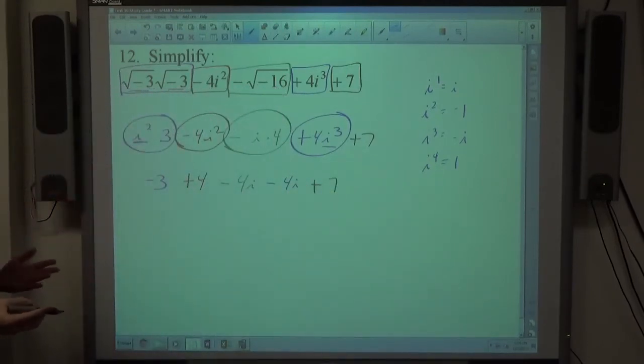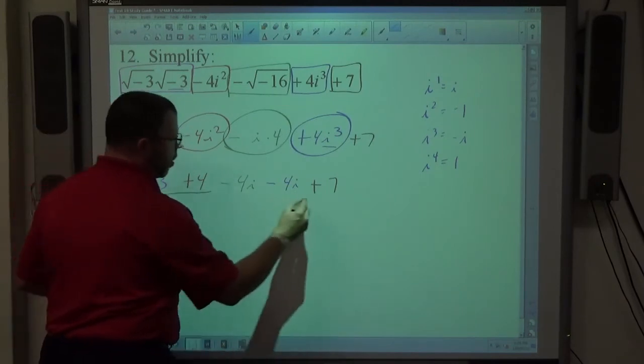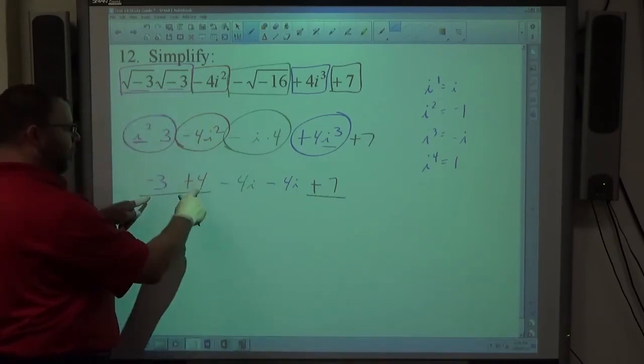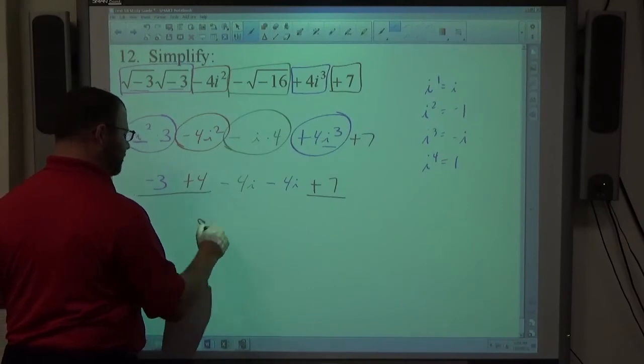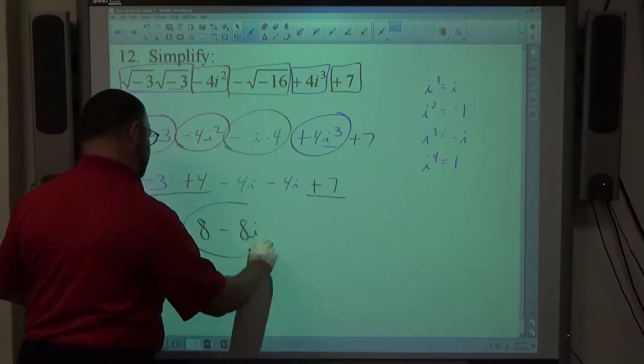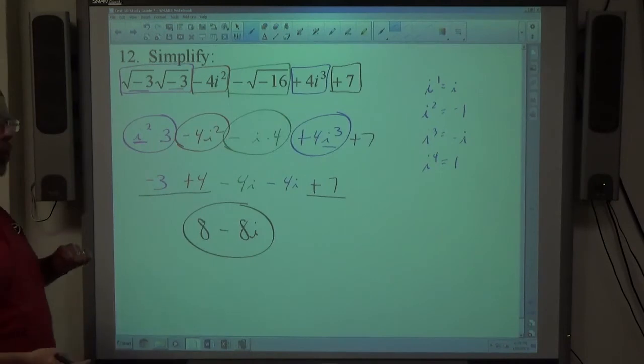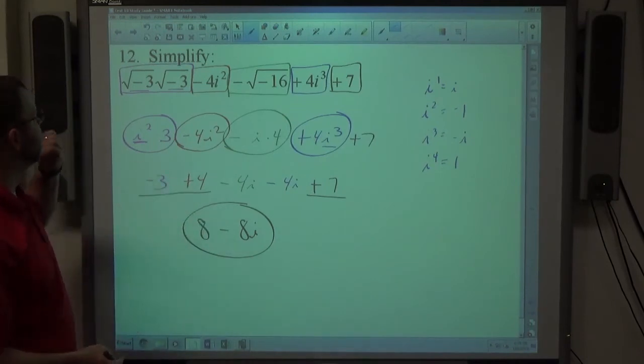What's left to do now? Everything's just a real number or just an imaginary number. All the real numbers: -3 plus 4 is 1, plus 7 is 8. -4i minus 4i is -8i. 8 minus 8i is the answer to that. I would expect it to come out similarly on the test, just a simple binomial like that. Real first, imaginary second.